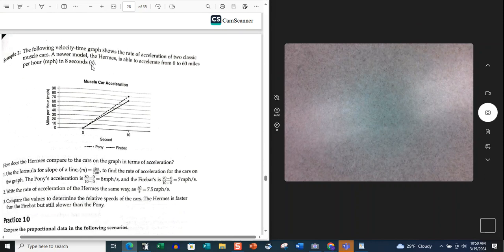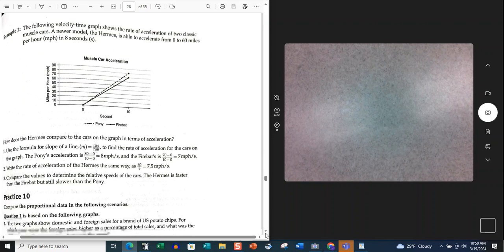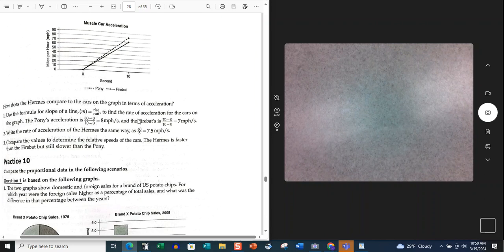Now it says the following velocity time graph shows the rate of acceleration of two classic muscle cars. A newer model, the Hermes, is able to accelerate from 0 to 60 miles per hour in 8 seconds. Okay, so the dotted line is the pony and the solid line is the Firebat. How does the Hermes compare to the cars on the graph in terms of acceleration? Use the formula for slope of a line.